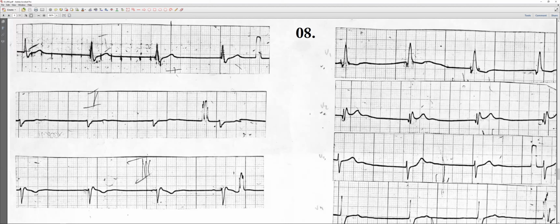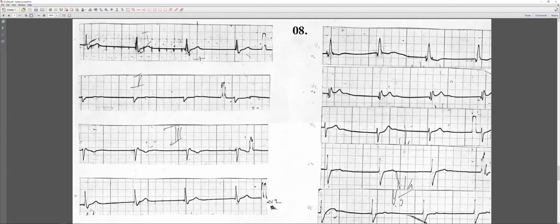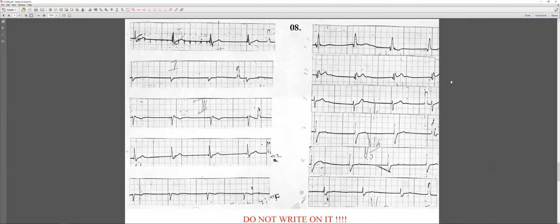And next, the QRS. Is that wide? Yes, it is. Okay, so it's wide. What does it mean? It has a block. What kind of block?